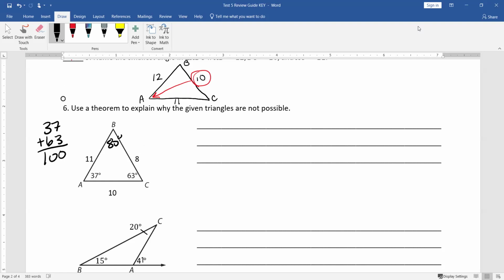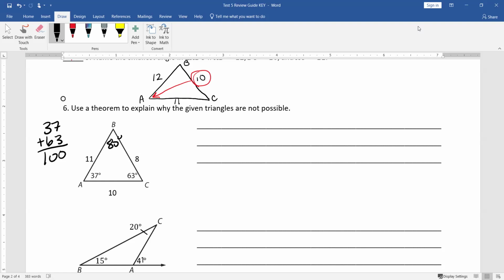However, if that were the case, then my largest side would be opposite the 80 degrees, because that's my largest angle. So because of this, this triangle is not possible. I cannot have a smaller side opposite my largest angle. This is because of the greater angle theorem.